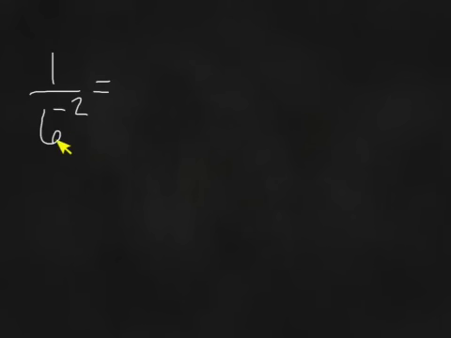Let's try this problem here. 1 over 6 to the negative second power. Remember, this negative sign tells me to take the inverse. So instead of 6 to the negative second power being on the bottom or in the denominator, we're going to move it up to the top. When we do that, my exponent becomes positive.